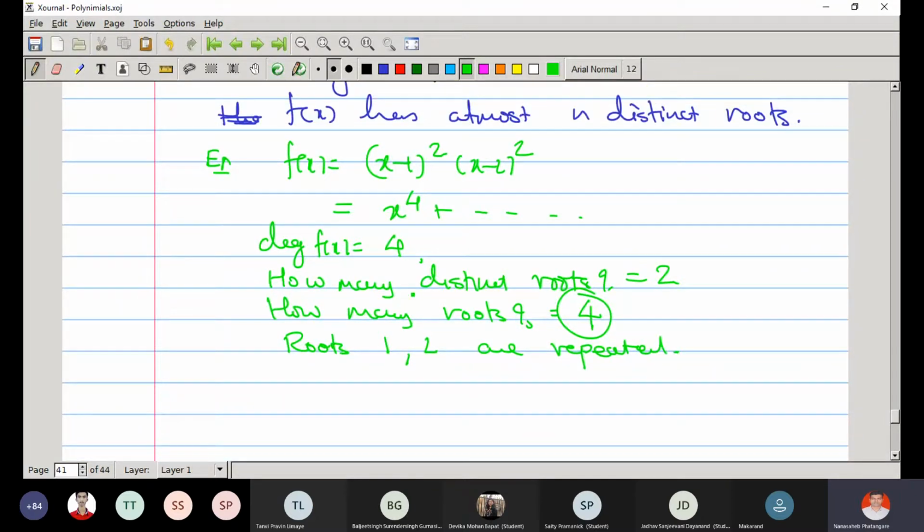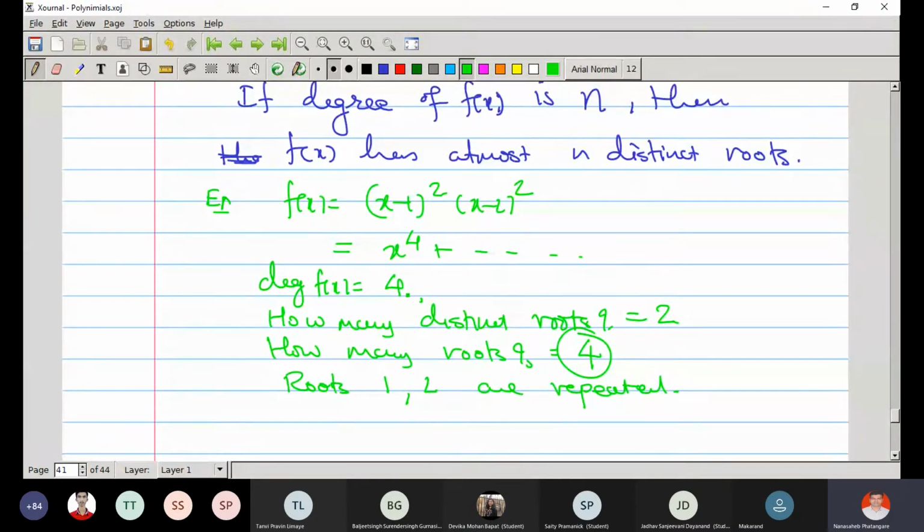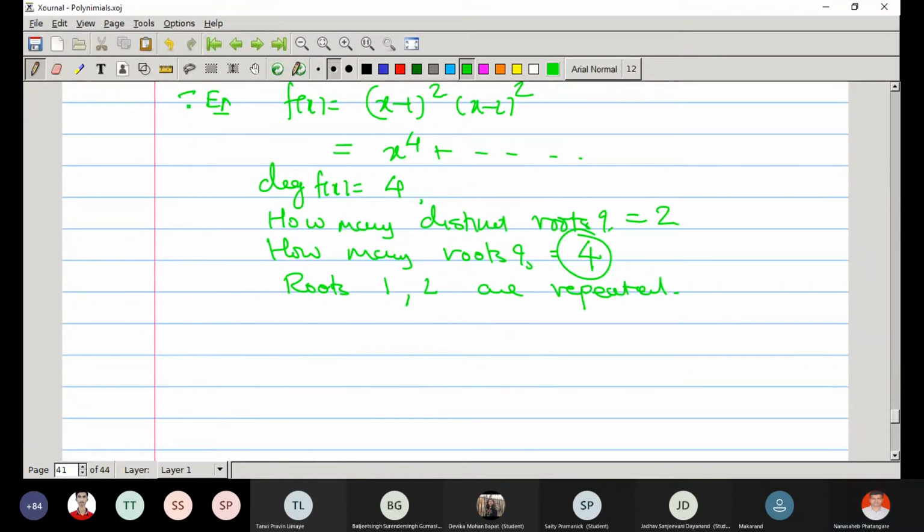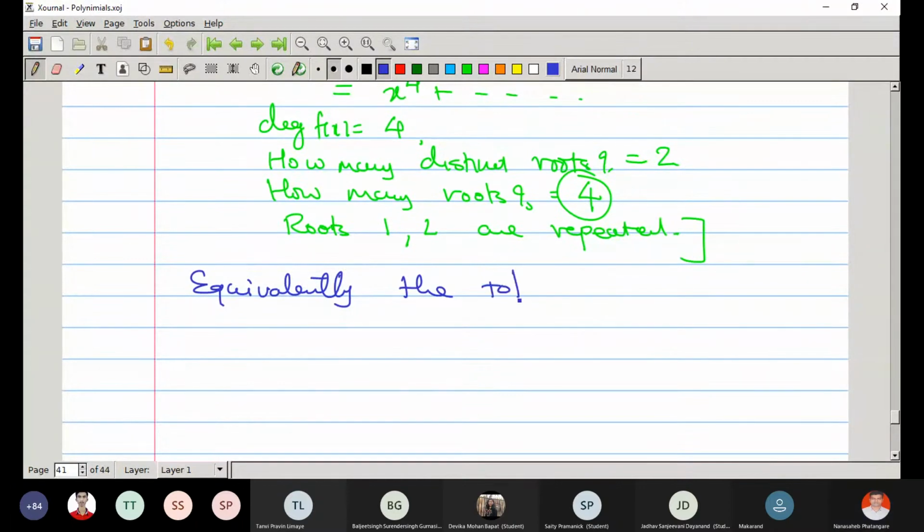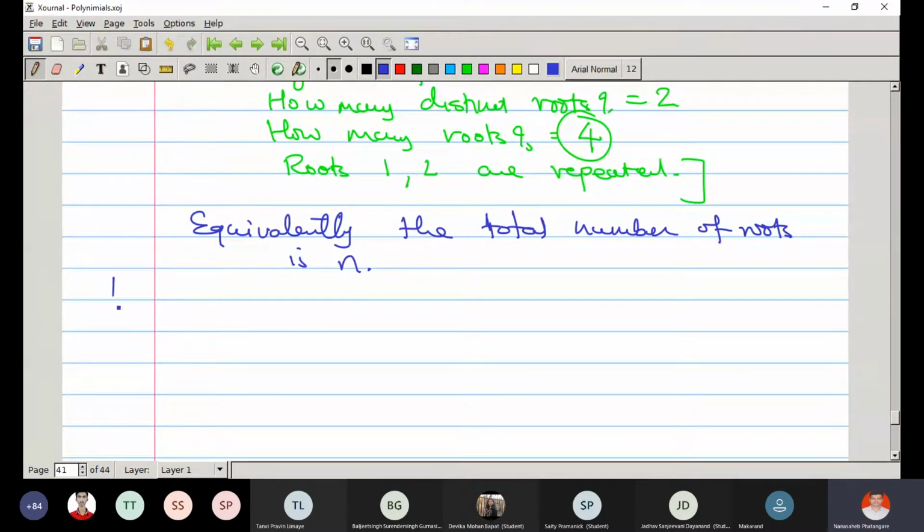At most n, or equivalently, the total number of roots is n.